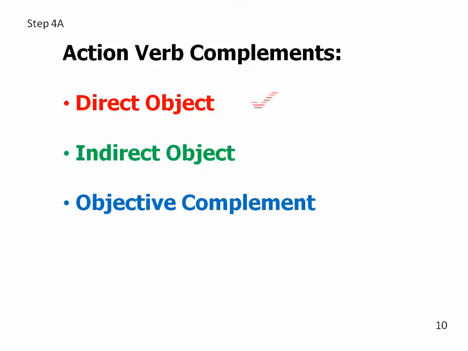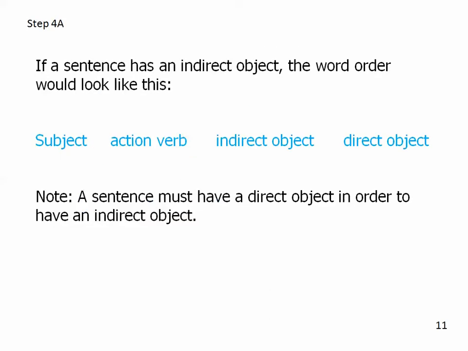Now let's talk about the indirect object. If a sentence has an indirect object, and some don't, if there's an indirect object, it will be located between the subject and the direct object. The sentence order would be subject, action verb, indirect object, and direct object. It is important to remember that only sentences with direct objects can have an indirect object. So to find the indirect object, you would follow steps 1 through 4.